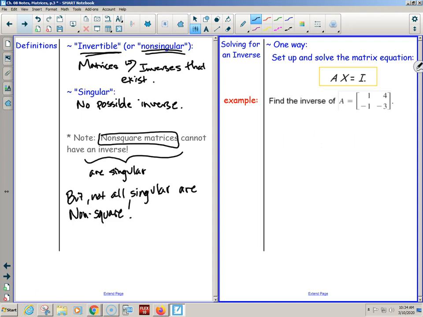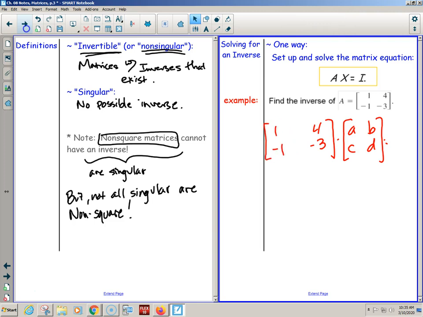There is one way to solve for an inverse. I'll leave you guys with this today. One way to solve for an inverse is to say, okay, fine. If I have to multiply a given matrix by another one to get the identity, why don't I just do what I always do in math when I don't know what's there? Why don't I plug in variables for what I don't know?